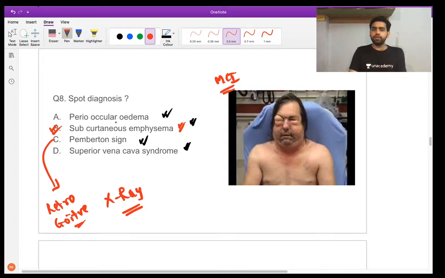What will you find in superior vena cava syndrome? If there is superior vena cava syndrome, you will find excessive collaterals over the chest. You will see dilated veins over the chest, and these excessive collaterals suggest superior vena cava syndrome.